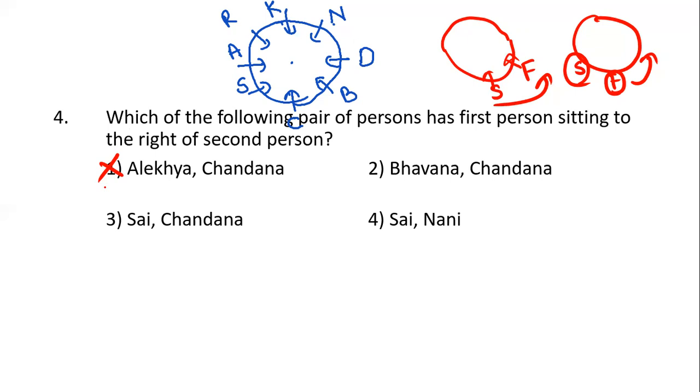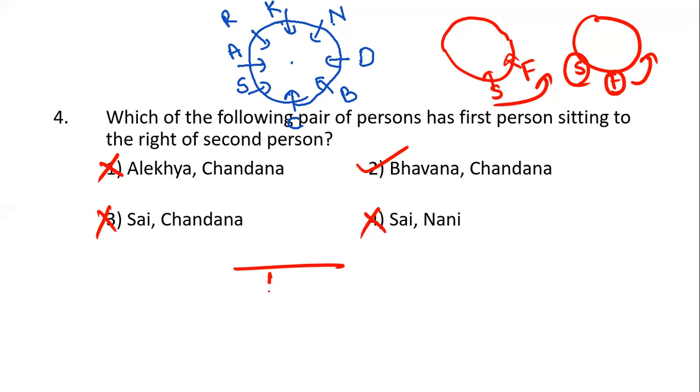Second person is Chandana. Chandana's right side, not Sai's right side. Second person is Chandana. Right side of second person, who is there? Bhavana. That means the Sai and Chandana option is wrong. Sai and Nani is obviously wrong because they are facing each other. So what is the correct answer? Bhavana and Chandana. Okay.